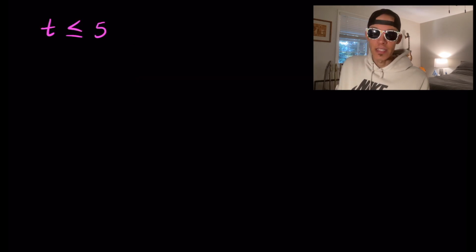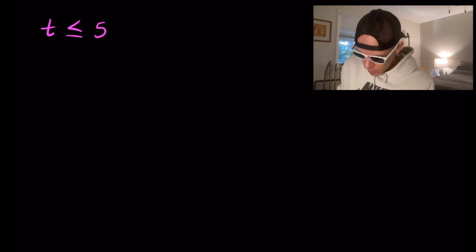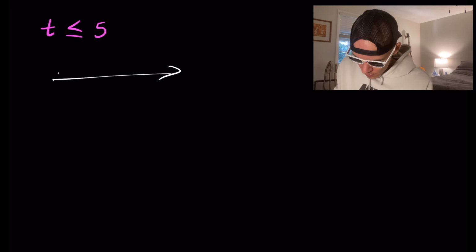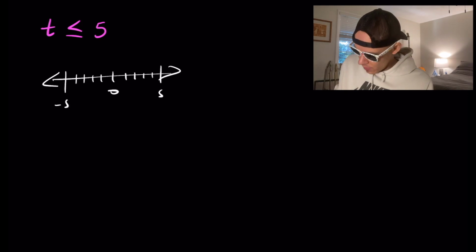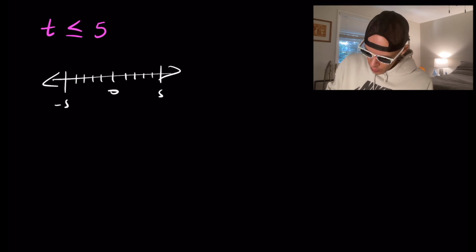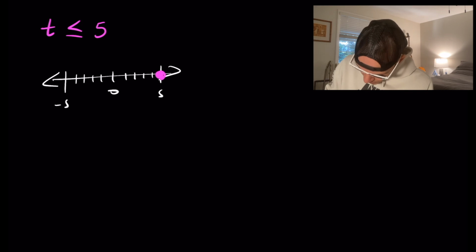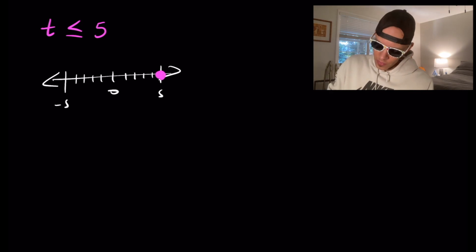Let's say I have this inequality, t is less than or equal to 5. So again, I'm going to draw my number line here. Nothing crazy. 0 in the middle, 1, 2, 3, 4, 5, and 1, 2, 3, 4, -5. All right, and then to graph the solution for this inequality, I will put a circle at 5, but this time I'm going to shade it in, unlike the last example. The reason why is because it's less than or equal to.